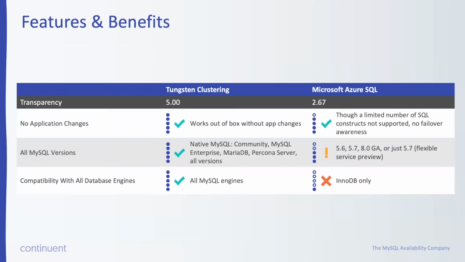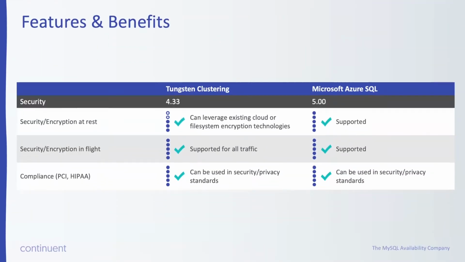And as far as MySQL versions go, well, if you're doing the single server, you get 5.6, 5.7, or 5.8 GA MySQL. If you choose Flexible Server, that's in preview, right? And that just supports MySQL 5.7. So your application needs no changes, even to take advantage of stuff like read-write splitting and load balancing with Tungsten Clustering.